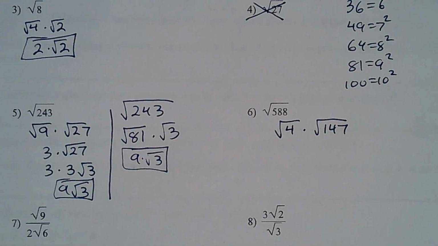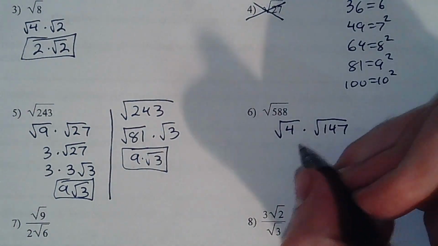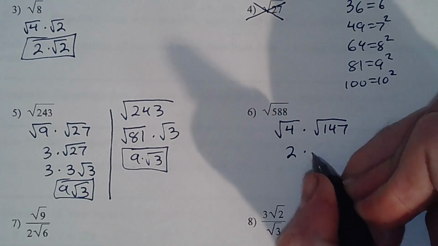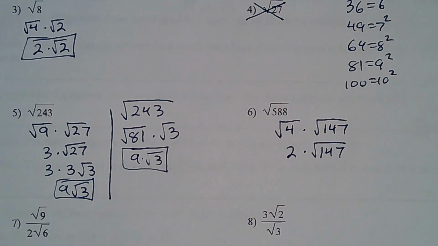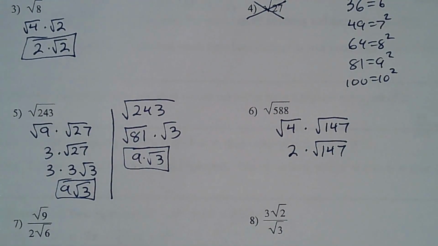After that, we need to continue on. The square root of 4 is 2. Multiply that by the square root of 147. You need to check to see if 147 is divisible by 4. If we tried it, it won't work. See if it's divisible by 9. Let's see, is it divisible by 9?